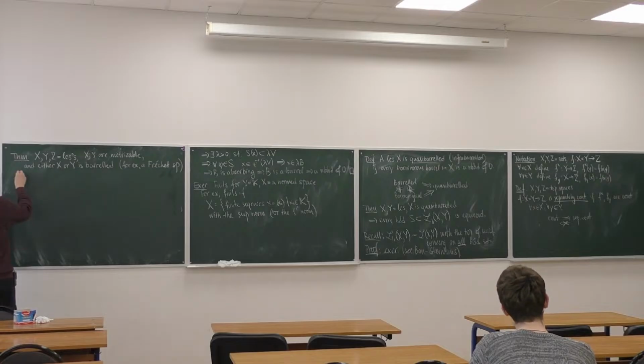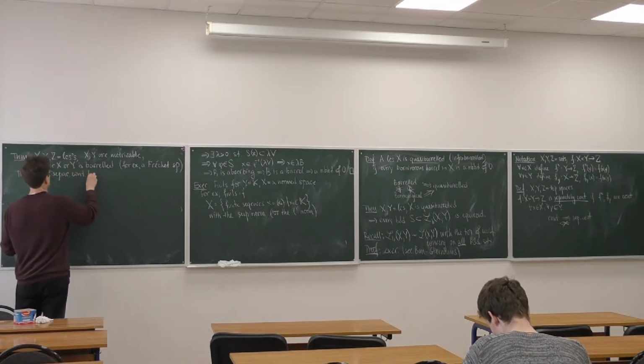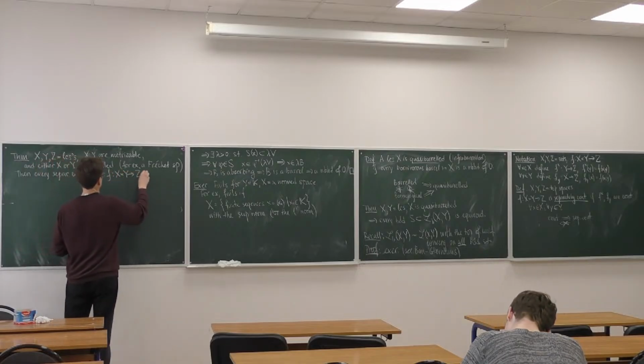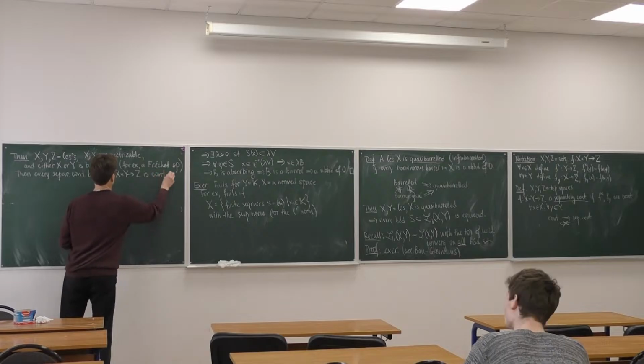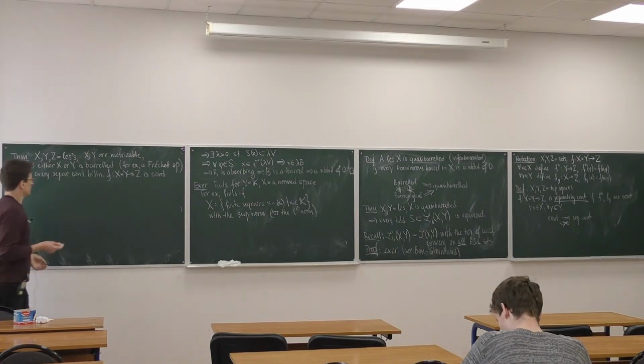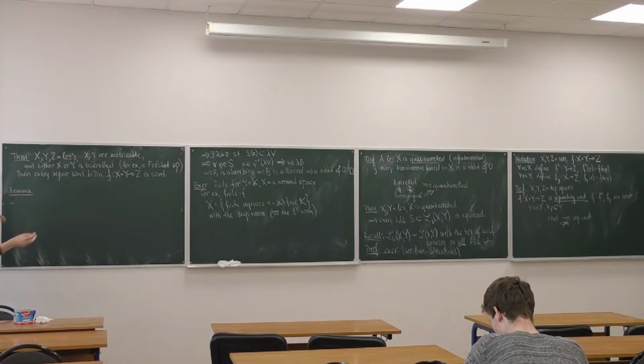I claim that every separately continuous bilinear map f from X cross Y to Z is continuous. So for such spaces, separate continuity implies continuity. Before we prove this result, let's prove the following simple lemma, which relates separate continuity to continuity for bilinear maps.